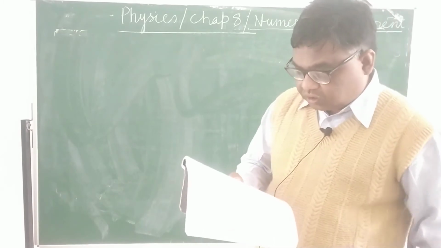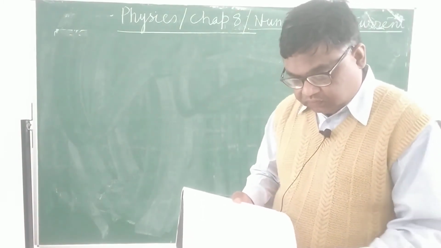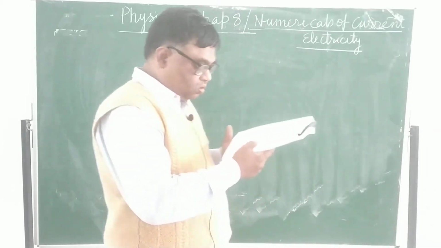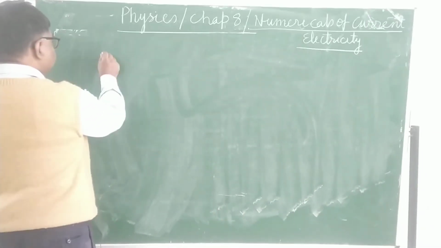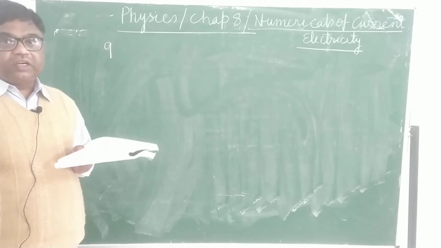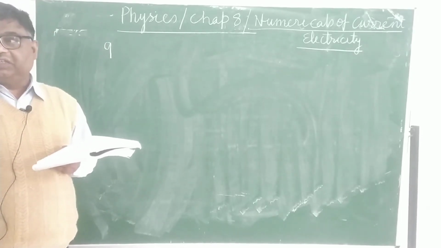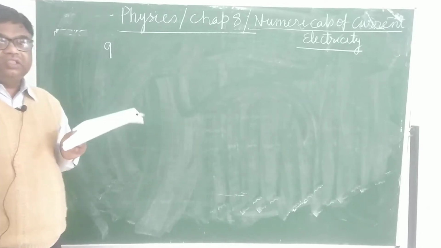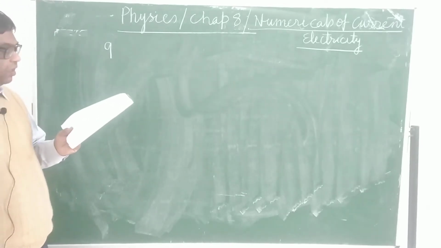Now see question number 9. Here you have to identify the quantities in terms of the symbols. It's clear? You will identify quantities in terms of symbols correctly.